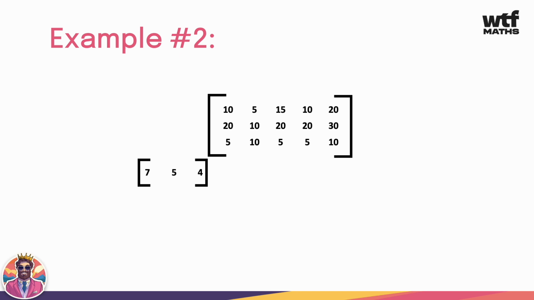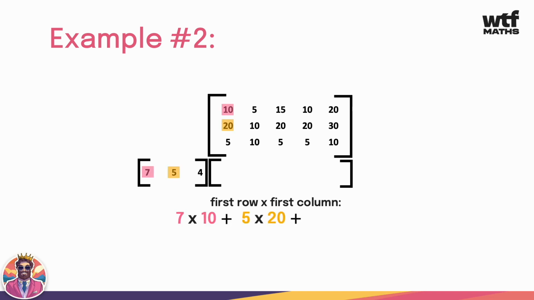Okay, so I've got my matrices lined up here, and we know we're going to get a 1 by 5 answer because we can see there's one row with 5 columns, so we've got that set up. First row times the first column, 7 times 10 plus 5 times 20 plus 4 times 5 gives us 190. Now presumably that is dollars, that makes sense. 7 times pies, 5 times chips, 4 times lamingtons gives you 190.